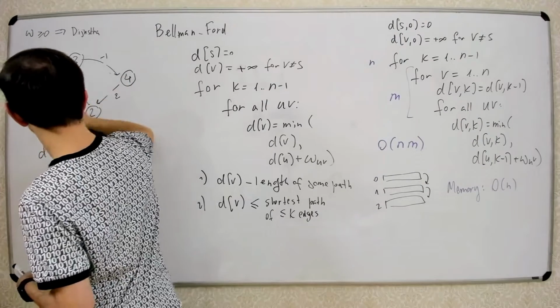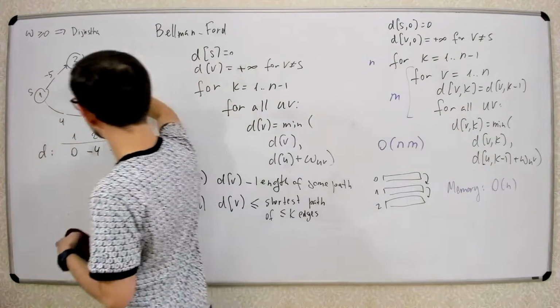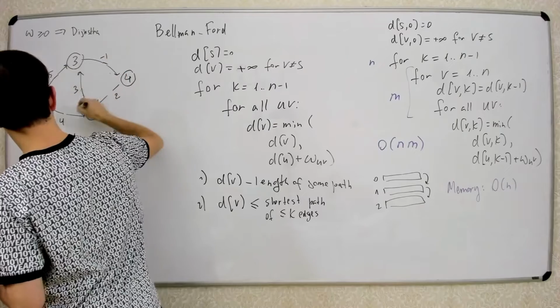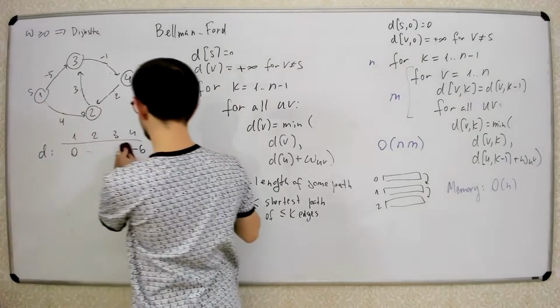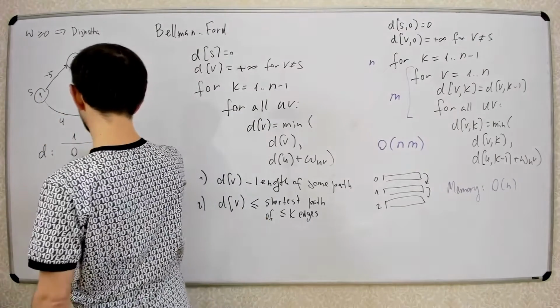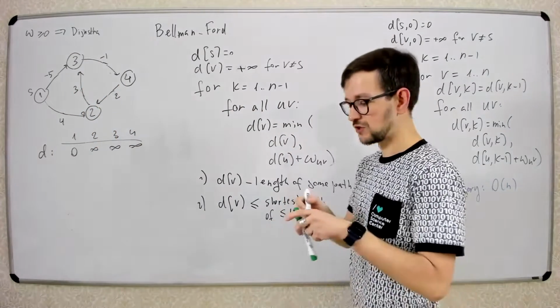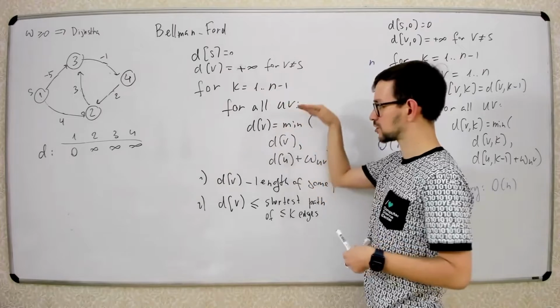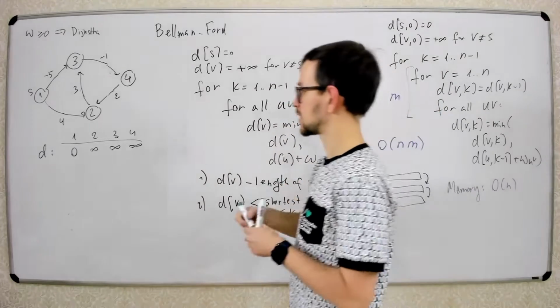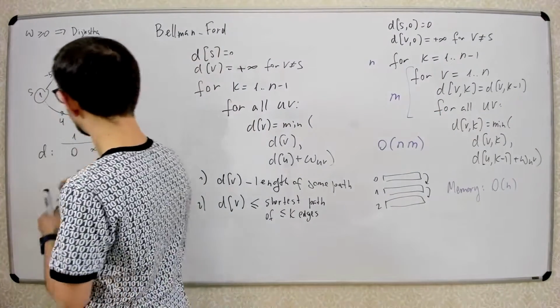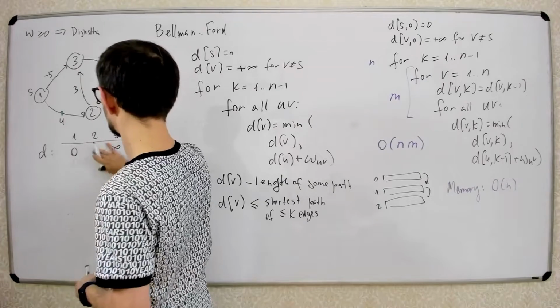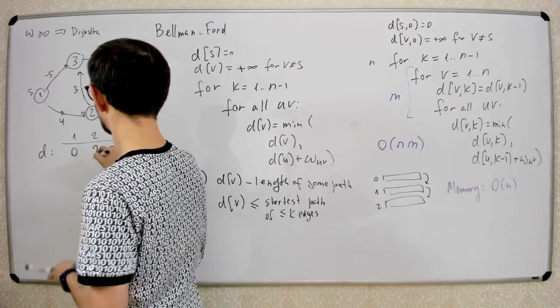It actually depends on the order in which we apply this operation. We applied this operation in this order and got all the correct values. If we iterate over all edges in a different order, we can have something like this. Let's say that we have infinity, infinity, infinity. Again, let's do it again, but we'll apply this operation in a different order. For example, let's start from here. So we apply this edge first.